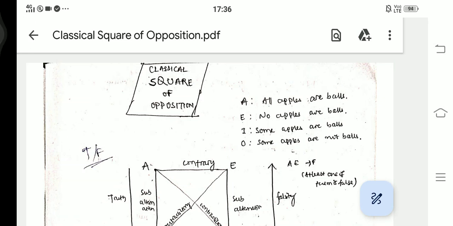Previously, we had seen something about classical square oppositions. Here we can see the examples of A, E, I, and O. These are all four types of propositions. A types are like all apples are balls. E types are like no apples are balls. I types are like some apples are balls. O types are like some apples are not balls.